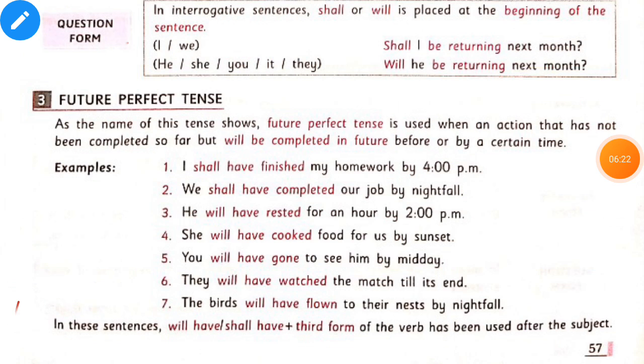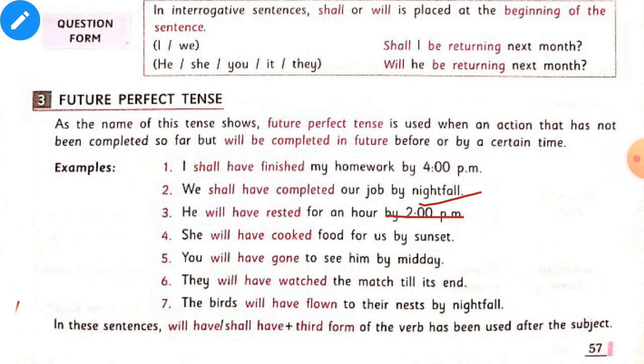Children, future perfect tense, as the name of this tense shows, is used when an action that has not been completed so far but will be completed in future, before or by a certain time. For example, I shall have finished my homework, we shall have completed our job by nightfall, and he will have rested for an hour.